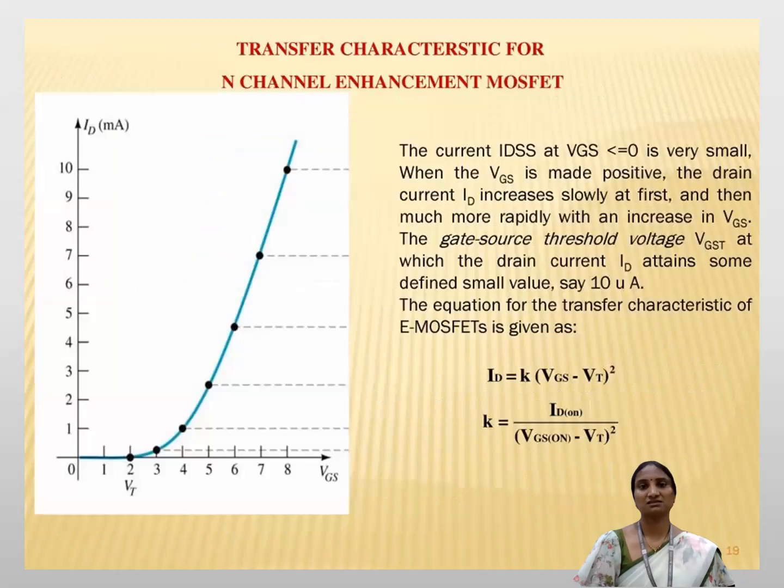This transfer characteristic curve shows the drain current versus gate to source voltage. If you move towards more positive values of VGS, the drain current increases rapidly. The equation related to the transfer characteristic curve is given in the slide: ID is equal to K into (VGS minus VT) whole squared. Therein we can get the formula for K also. It is a constant, of course.